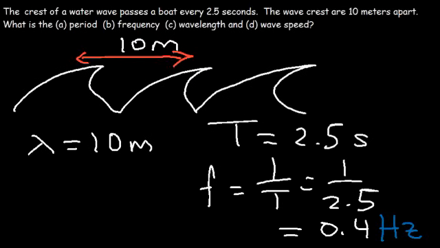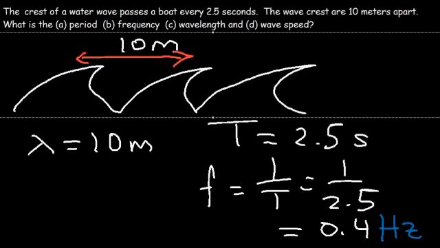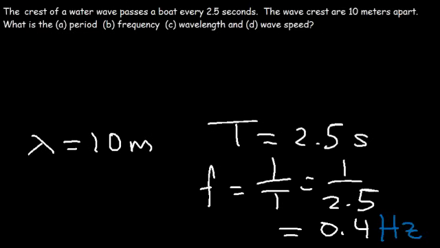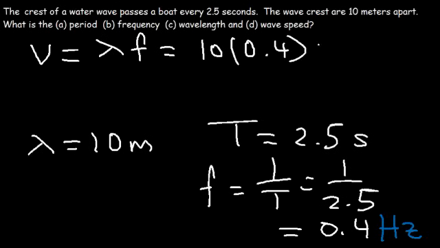Now, how can we find the wave speed? There's two ways in which you can find the wave speed. So let's make some space. The first technique that you can use is the wave speed is equal to the wavelength times the frequency. So the wavelength is 10, the frequency is 0.4, 10 times 0.4 is 4. So it's 4 meters per second.